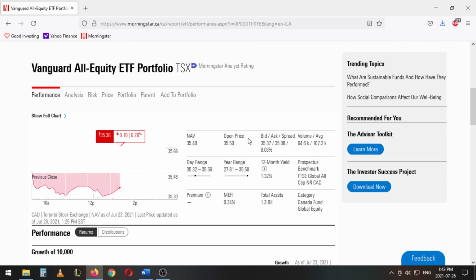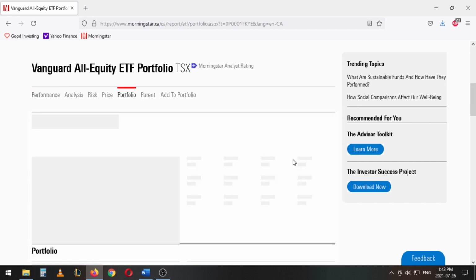From there, again, we get lots of great information here. We get the 12-month yield. This is the expected dividend, about 1.32%. We've got the total assets, $1.3 billion. So again, a very, very popular ETF. And MER here, 0.24%.